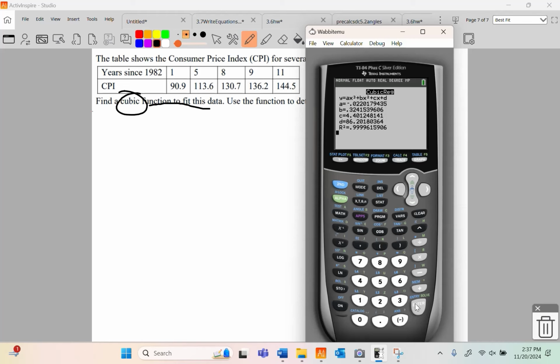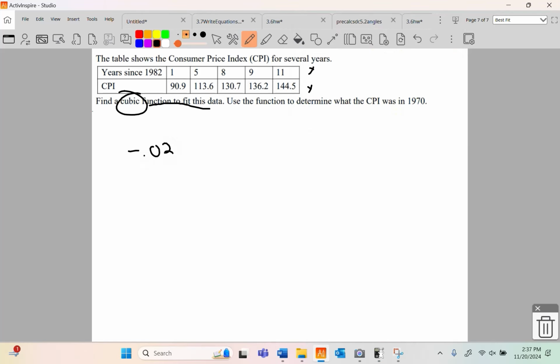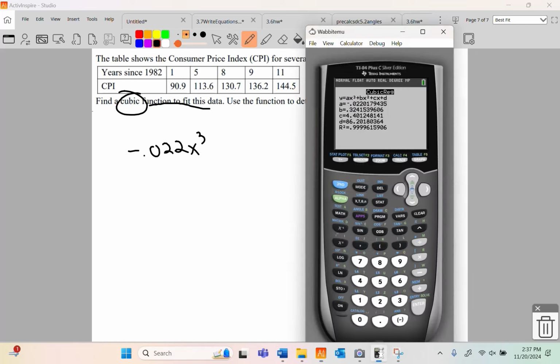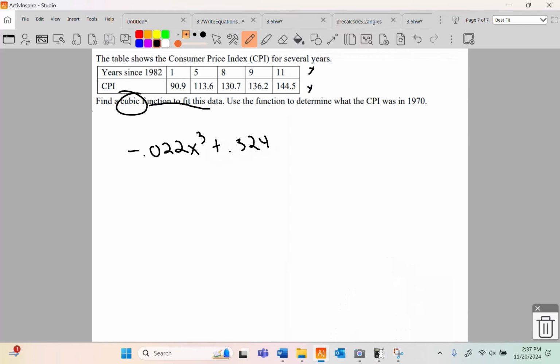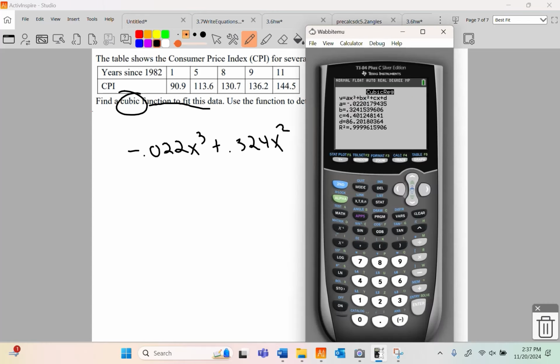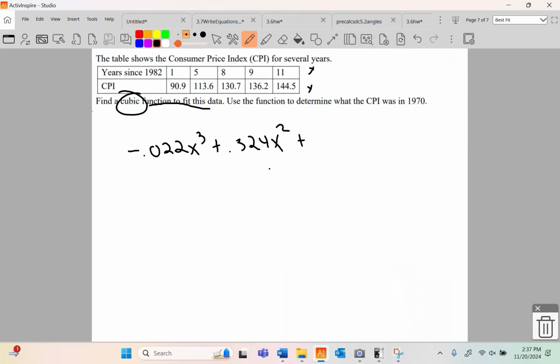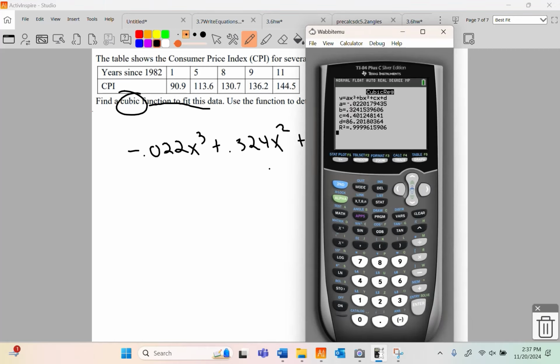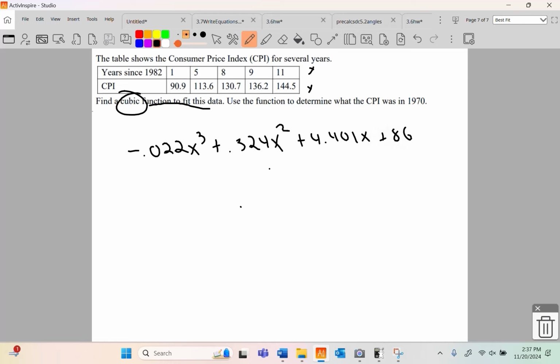It's given to you in standard form. Where you see an A, do that. Where you see a B, do that, and so forth. On the test, I'll go out 4 decimal places. I don't have it there time today. So negative 0.022 x cubed plus 0.324 x squared plus 4.401 x. The last one, plus 86.202. So that's the first part of the question.